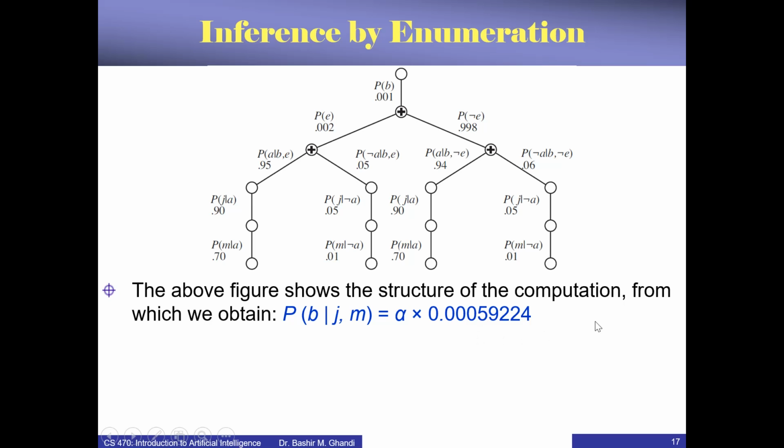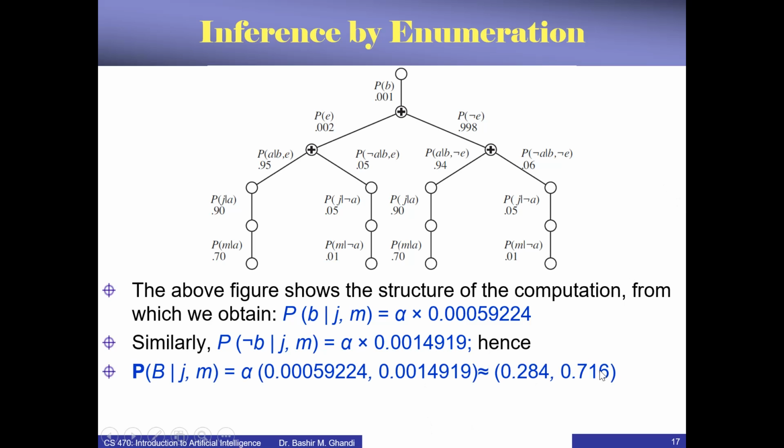Okay, now you have to do the same thing for not B, the probability of burglary not occurring. So you're going to have another similar tree like this, and with these 2 values, now you can normalize because they must add up to 1. So you add them and divide by the sum, and you will be able to get this. So this is how you may be able to compute this probability. You can see that although it can be done, it is really very expensive.